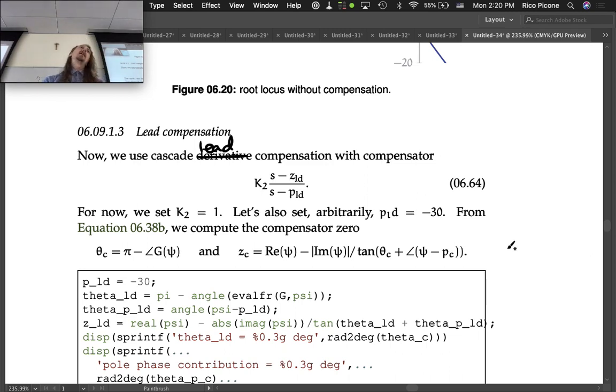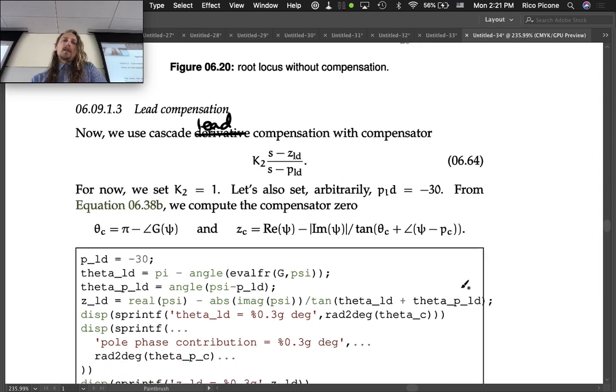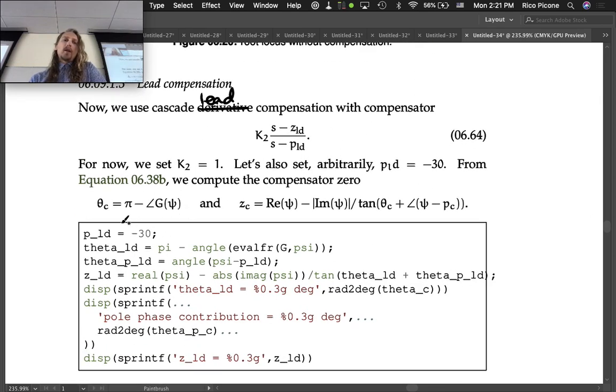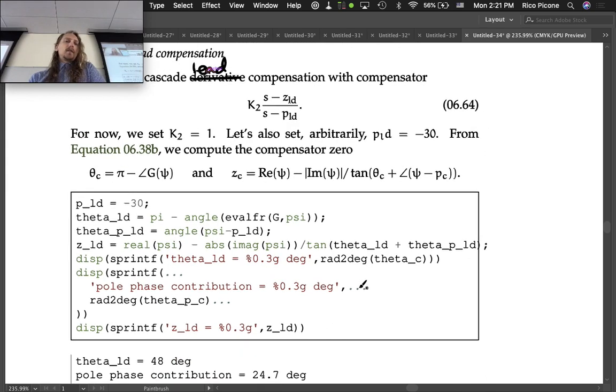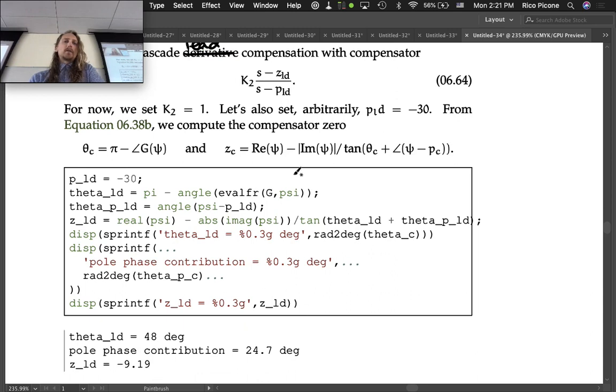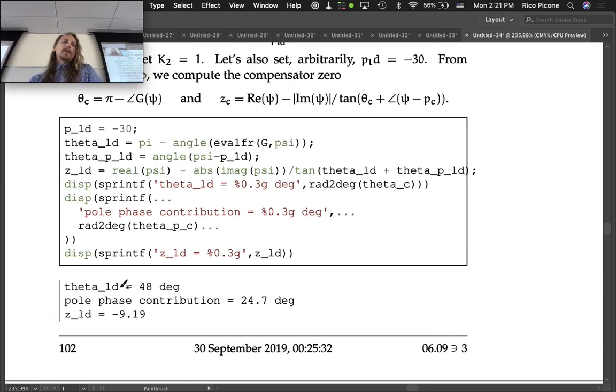That's pretty much arbitrary. We kind of want it to be out to the left because we expect that it'll affect the second order approximation less if it's out there. So from equation 638b, we compute the compensator zero. So we first figure out what the angle contribution should be, and then we find out from trigonometry essentially where the zero location should be. And this was the same way we did our lead compensation before. We found out that the lead compensator should contribute 48 degrees of phase to move the root locus through our design point psi.